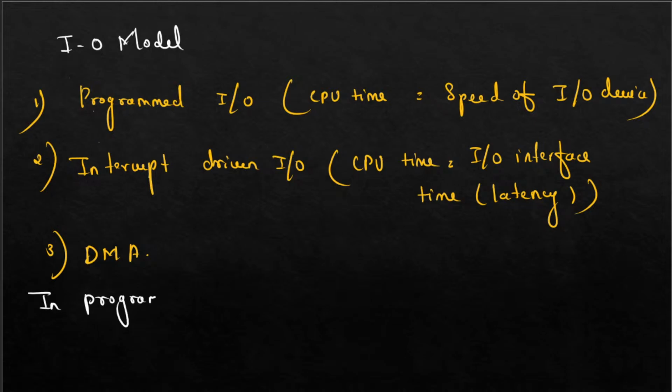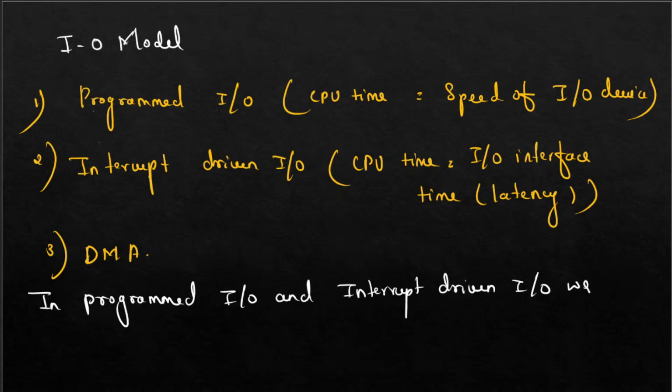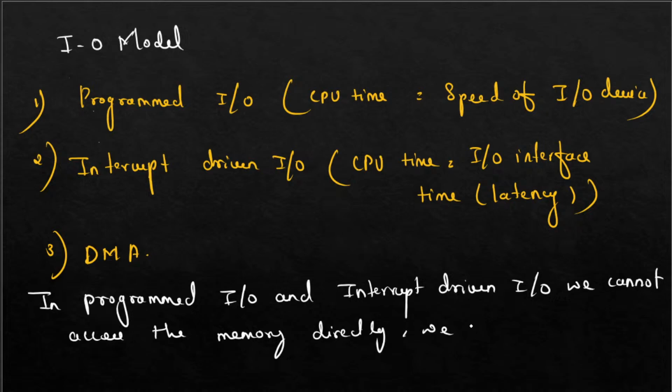And in programmed IO and interrupt driven IO, we cannot access the memory directly. We need the help of CPU. Okay. So note this everyone. After that we will see data count.